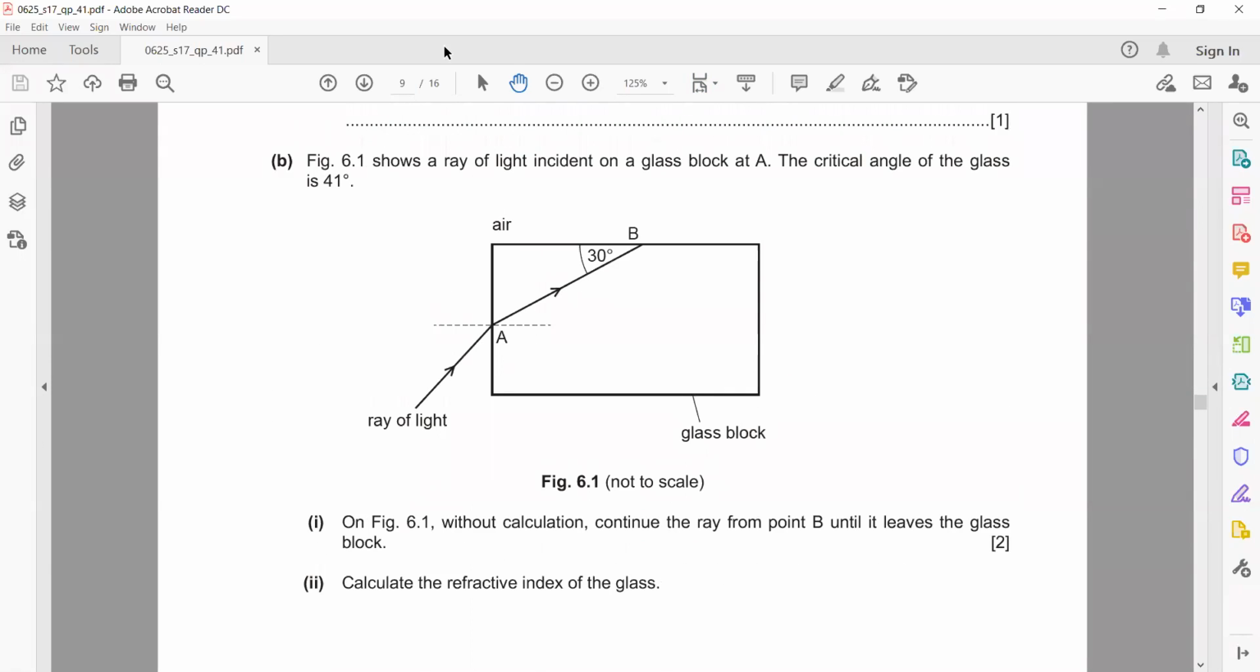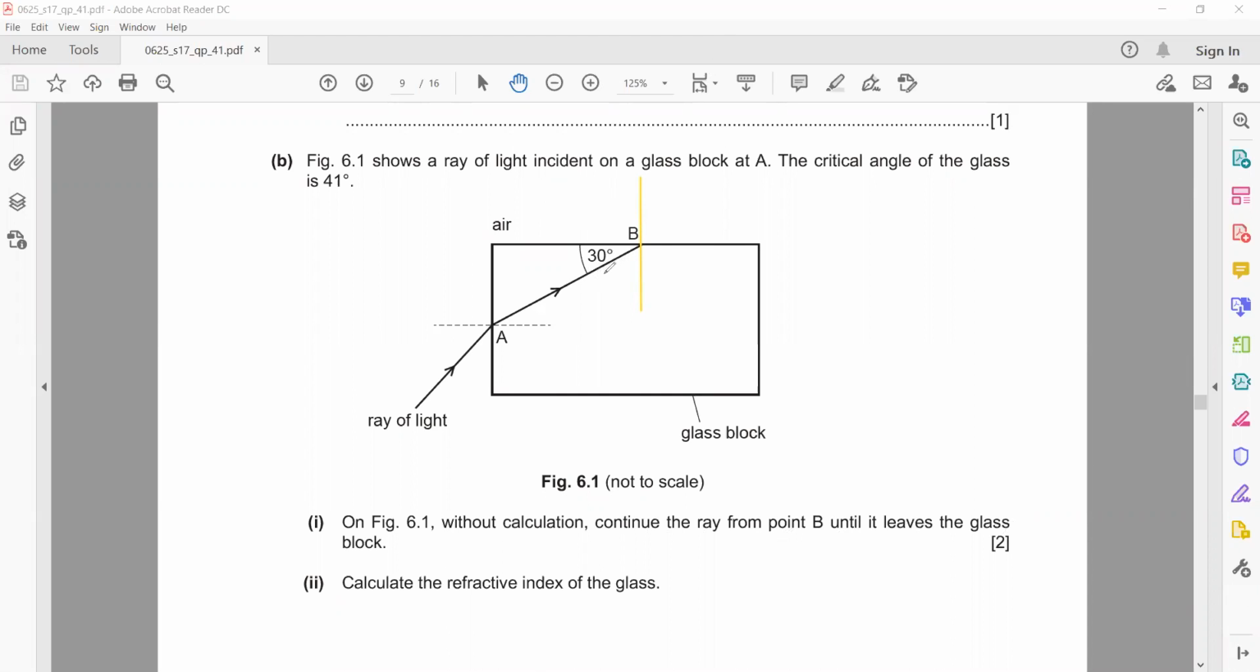In 6b, figure 6.1 shows a ray of light incident on a glass block at A. So you can see it is incident on B. And it is refracted when it moves from air to glass, it bends towards the normal. The critical angle of the glass is 41. On the figure, without calculation, continue the ray from B until it leaves the glass. So basically, if I draw a normal here, what is the angle of incidence at point B?